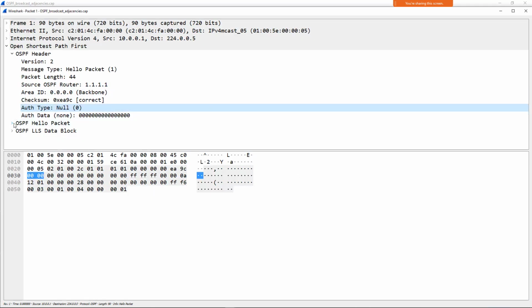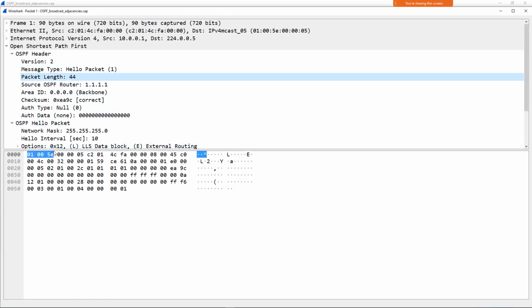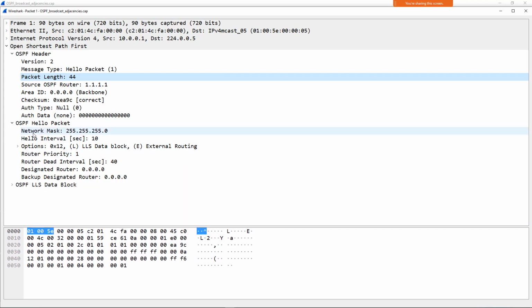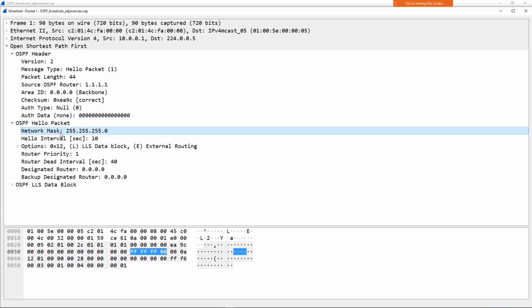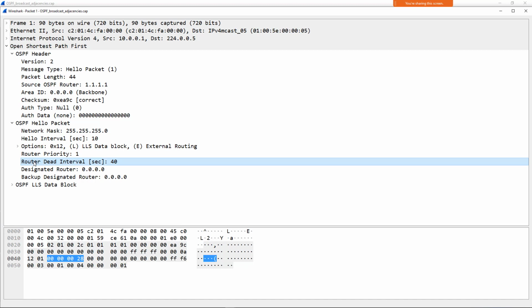So now if I look at the actual payload of this hello packet, we have that information. Here's the subnet mask, so we can compare whether we're in a common subnet. This is the hello interval, which is specified at 10 seconds. Now remember in EIGRP, in the hello packet, we didn't say what the hello interval was, we said what the dead interval was, because we didn't care about the timers in EIGRP, but in OSPF we do care about the timers. The router priority, the dead interval, again, something that we care about within OSPF.